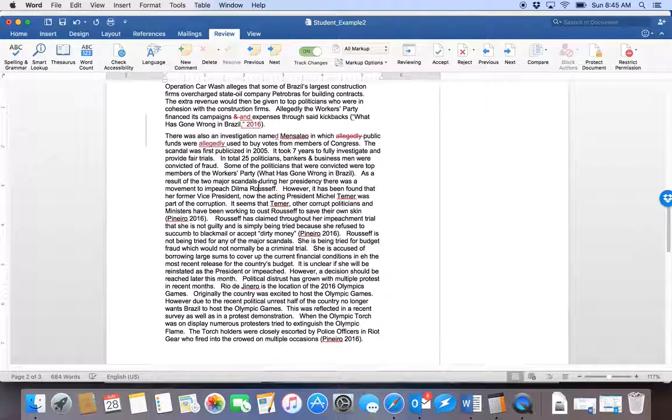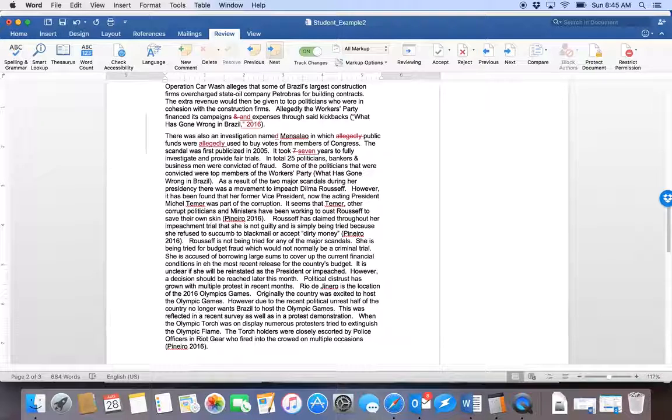The scandal was first publicized in 2005. It took APA, spell out numbers one through nine, seven years to fully investigate and provide fair trials. In total, 25 politicians, bankers, because we're listing, and businessmen were convicted of fraud. Some of the politicians that were convicted were top members of the Workers' Party. Let's see. It's the same thing here, 2016. As a result of the two major scandals during her presidency, there was a movement to impeach Dilma Rousseff.